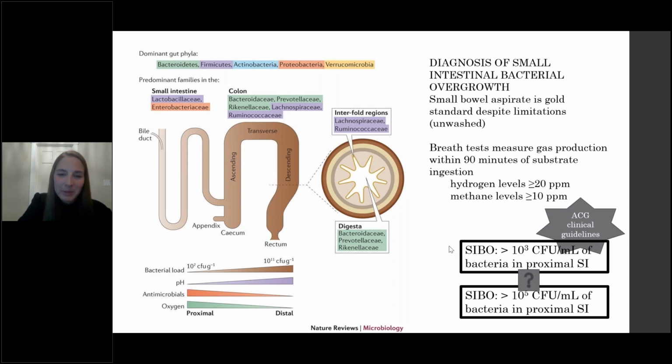I'm going to go in a little bit later in the talk and talk about some of the prevalence data where we see the overlap of these two conditions. But I just wanted to set the stage for the SIBO conversation.